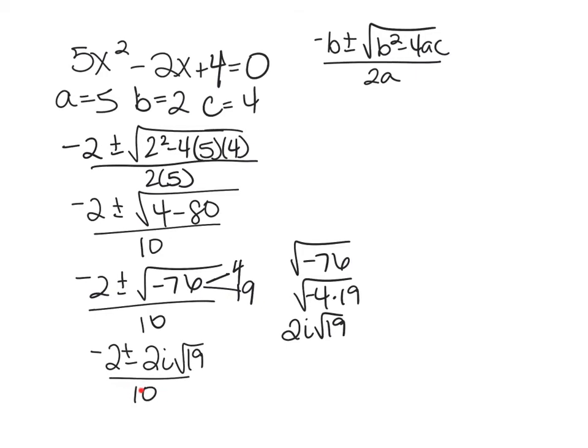And since 10, 2, and negative 2 all have a common factor of 2, we can simplify that into negative 1 plus or minus i radical 19 over 5. So we're dividing the 2 by 2, this 2 by 2, and this 10 by 2. We can't touch what's underneath that radical.